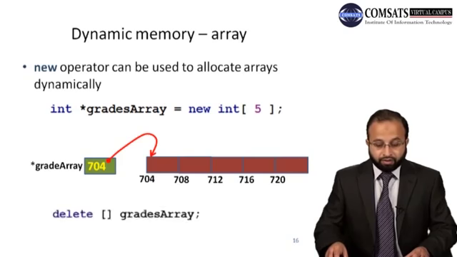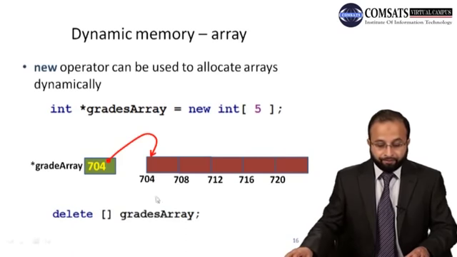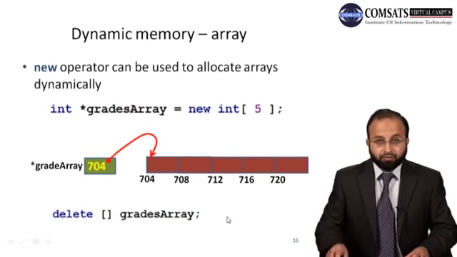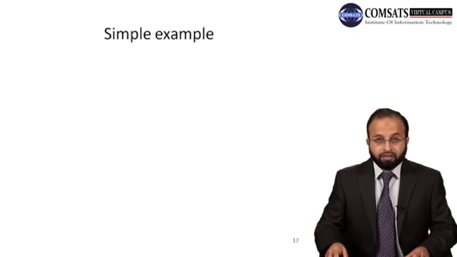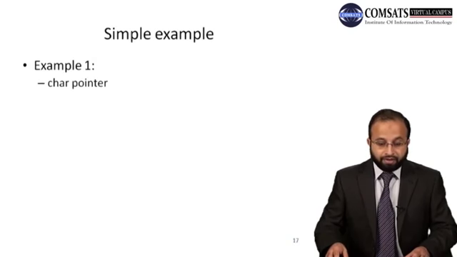And to delete this memory location, you write delete, array symbol, grade array, right? This is an array symbol. There's no need to mention the size of this array. It automatically guesses how much memory is allocated for that array in the heap area. Now let's see some simple example programs. We will write example program 1 in which we have a character pointer.